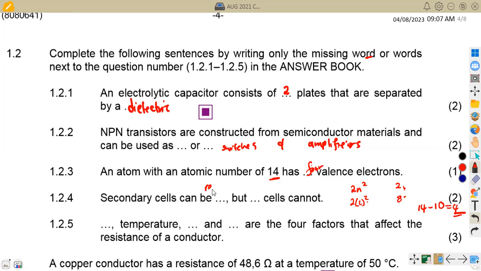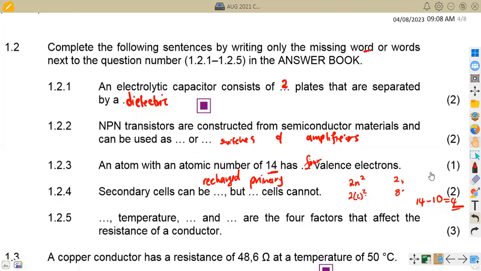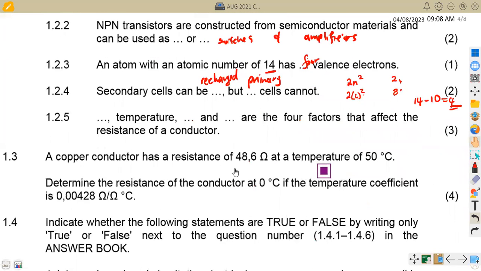So this can be recharged, but the primary cells cannot. You can't do that. All right, temperature and four factors that affect resistance of a conductor.